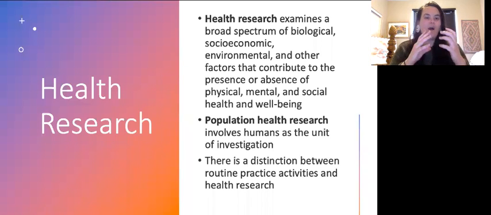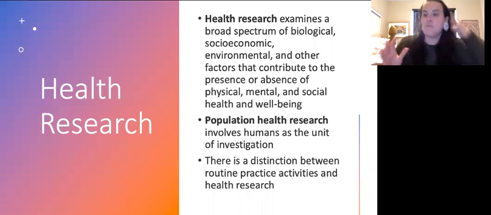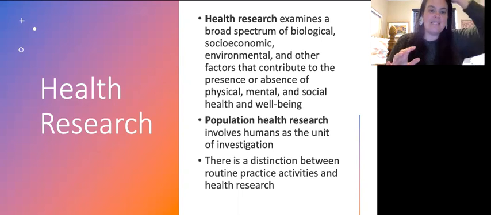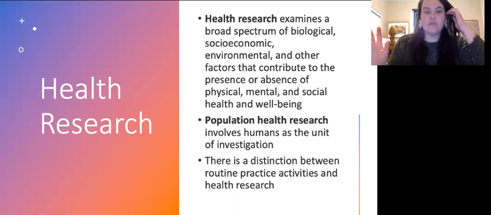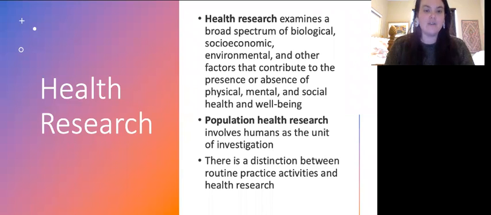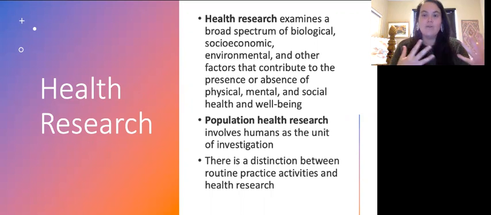So, health research is different from other research, and it's actually a huge umbrella. It examines a broad spectrum of biological, socioeconomic, environmental, and other factors that contribute to the presence or absence of physical, mental, and social health and well-being. Again, huge umbrella. Population health research, which is a subset of health research, involves humans as the unit of investigation. So, me as a human, or you as a human, or our participants are the unit of investigation. We're interested in those people.